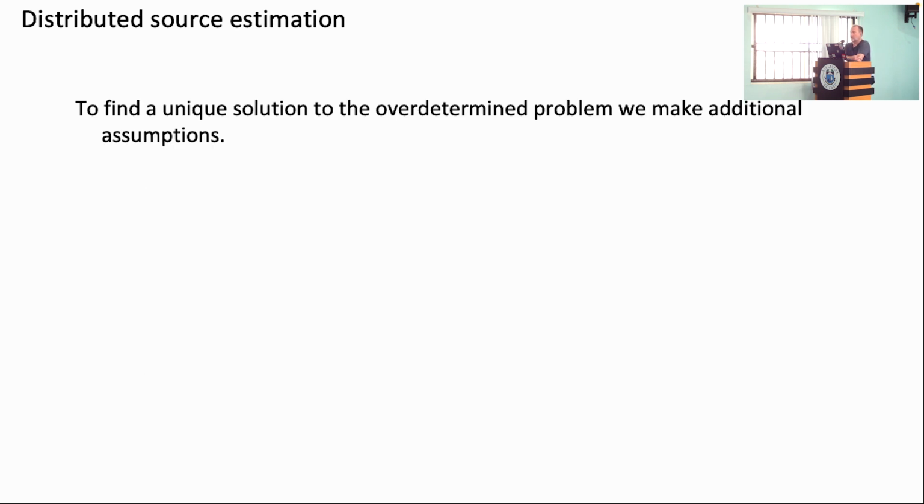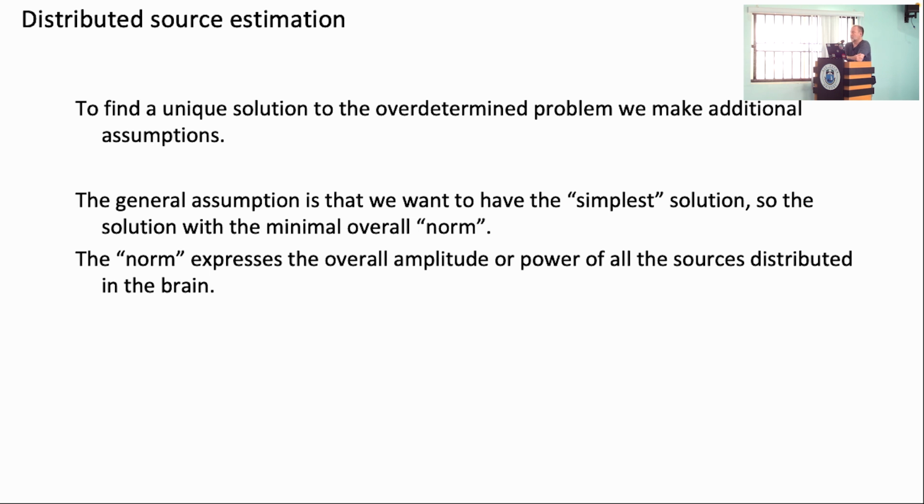To find a unique solution, to find one solution rather than an infinite number of solutions, we have to make additional assumptions. The general assumption that we make is that we want to have the simplest solution, so the solution with the minimal overall norm. The norm is a mathematical concept which expresses the overall amplitude or power of all the sources distributed in the brain. So what we do is we compute the estimate that has the minimal norm.